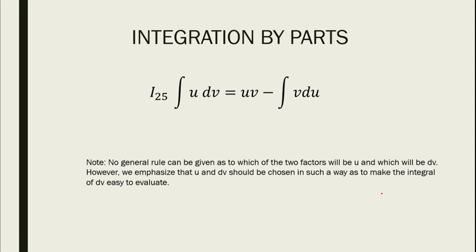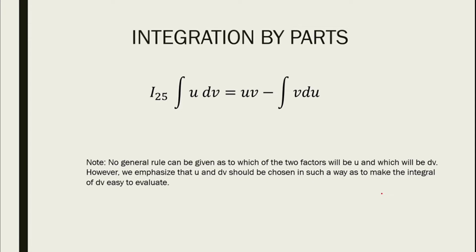So we have integration by parts, I-25. The integral of u dv is equal to uv minus the integral of v du. We have to note here that no general rule can be given as to which of the two factors will be u and which will be dv. However, we emphasize that u and dv should be chosen in such a way as to make the integral of dv easy to evaluate. So let's have example number 1 so that we could be able to use I-25.